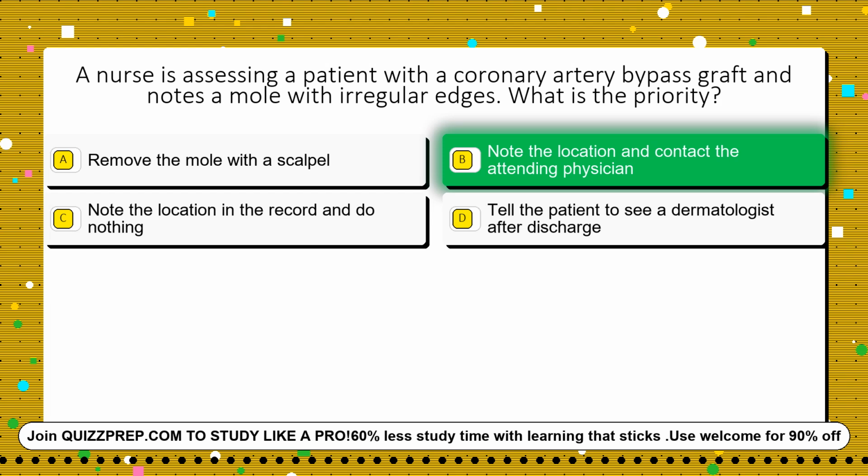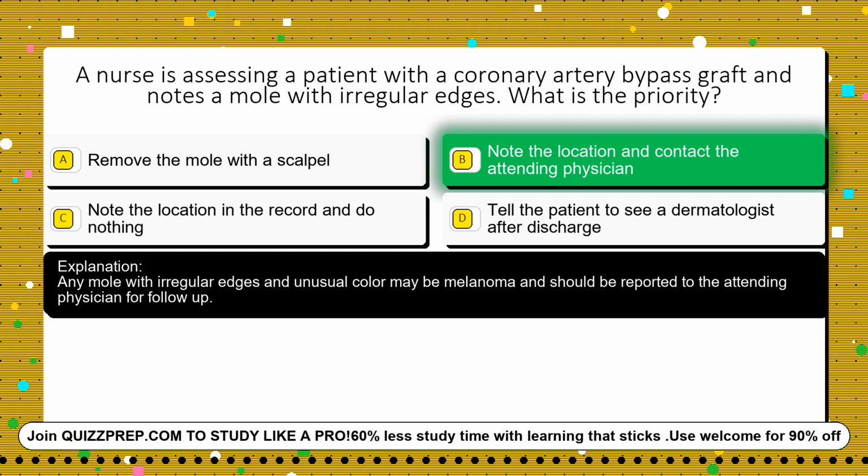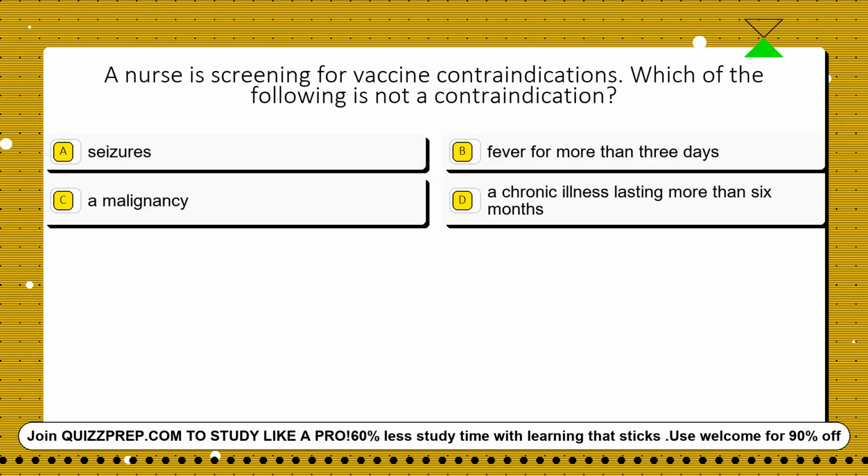The correct answer is option B. Note the location and contact the attending physician. Any mole with irregular edges and unusual color may be melanoma and should be reported to the attending physician for follow-up. Question 11. A nurse is screening for vaccine contraindications.